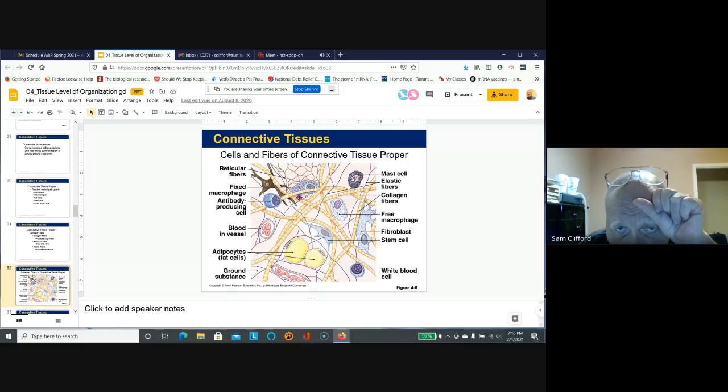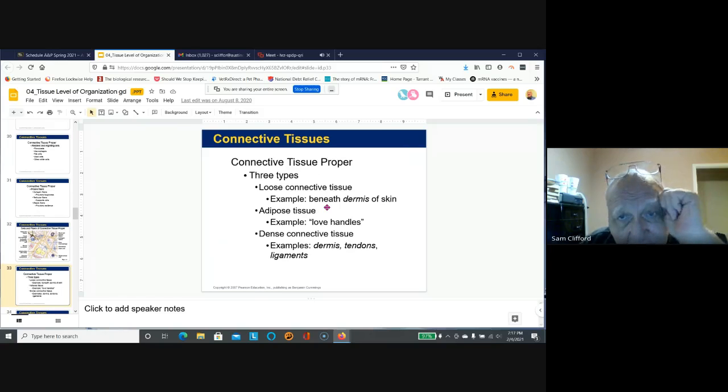So this is loose connective tissue. Notice that there are collagen fibers and there are elastic fibers. And it contains fat cells. Here's the fibroblast that makes the fibers. There's a macrophage in there to take care of any invaders. There's going to be white blood cells, blood vessels. So this is loose connective tissue, and this is found just below the epidermis in the skin. Okay, so a loose connective tissue just beneath the dermis of the skin.